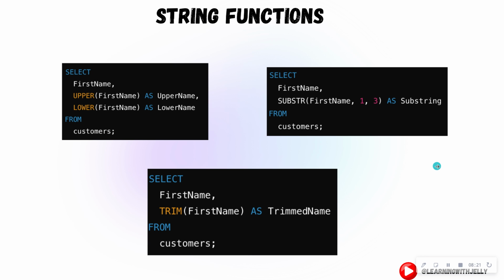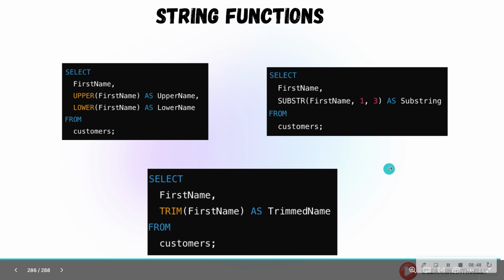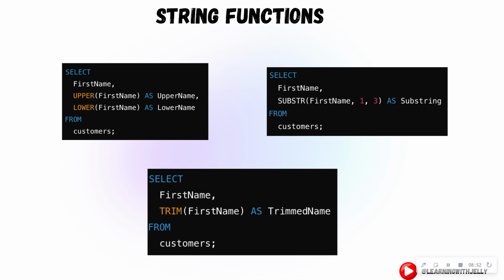For string functions, we have the UPPER and LOWER functions, the SUBSTR function, and the TRIM function. The SUBSTR function is going to search for a substring. It's going to start at position 1 all the way up to position 3 and return you those first 3 characters of first name. The UPPER function is going to make things capital, the LOWER function lowercase, and the TRIM function is going to trim out some white space. So this is going to help us standardize data as well as clean up our data.